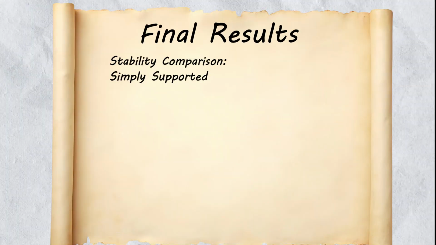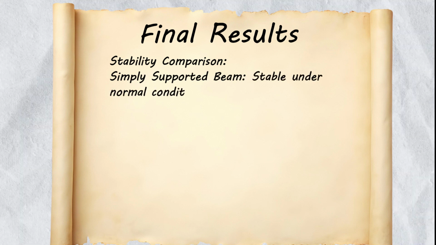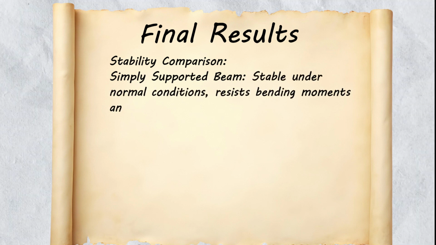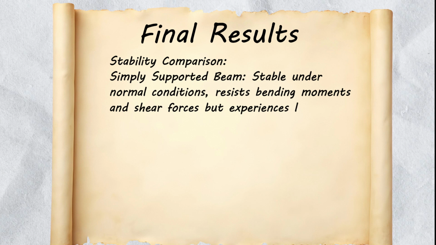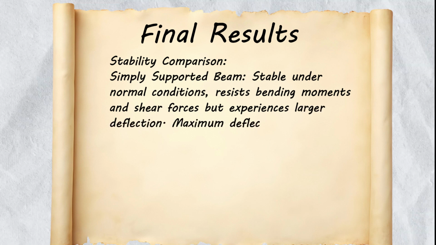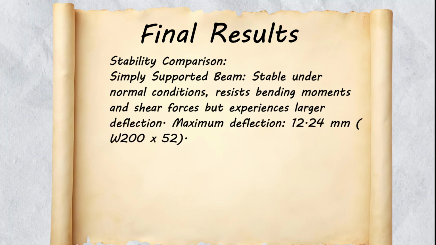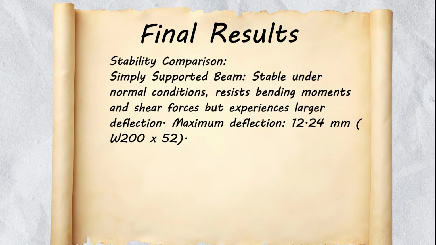Let's talk about final results. Stability comparison. Simply supported beam: stable under normal conditions, resists bending moments and shear forces but experiences larger deflection. Maximum deflection, 12.24 mm, W200 by 52.